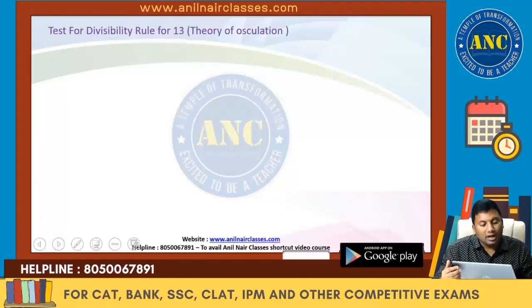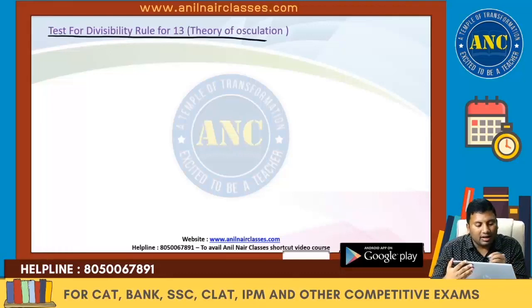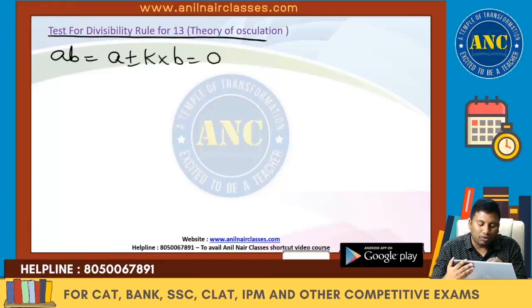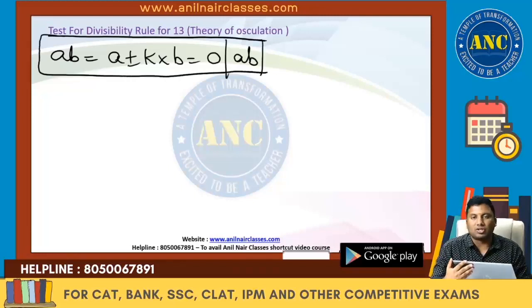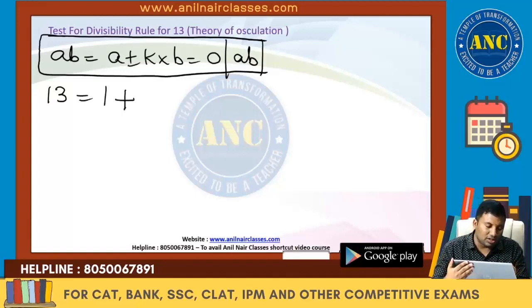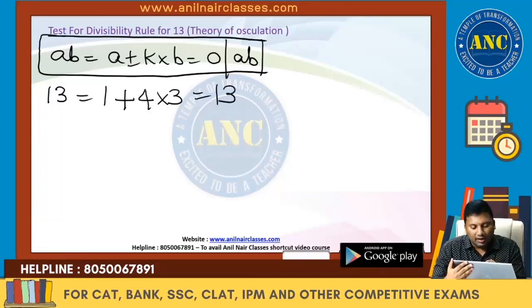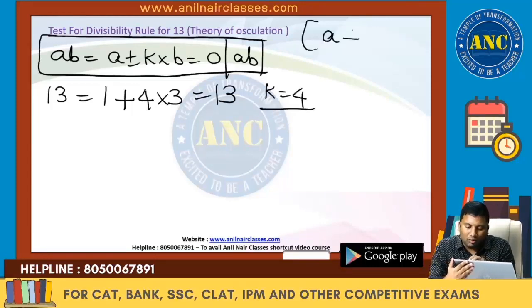Next one: divisibility rule for 13. What is the concept, the theory of osculation? A plus or minus k into b should give you either 0 or a multiple of the number. So 13: if I do plus and multiply the unit digit by 4, 4 3s are 12, 12 plus 1 is 13. That means the k value here is 4. So the divisibility rule for 13 is a plus 4b.